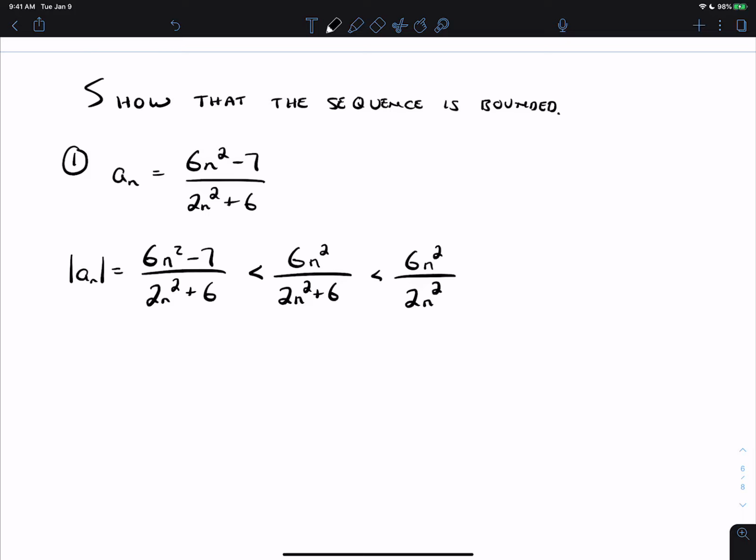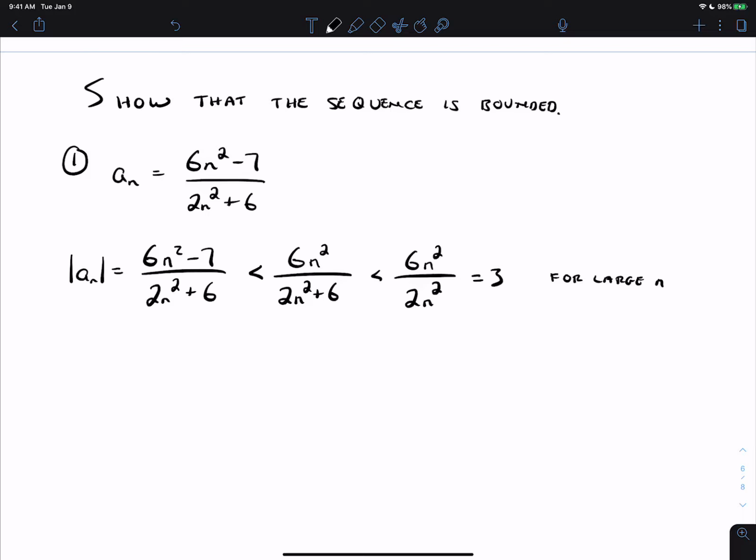So I can say, okay, well then this is less than 6n squared over 2n squared. If that's the case, that's then 3. And so for large n, as long as the absolute value is what we said it was, which it is for large n, then we can say that the absolute value is less than 3. For more details on the absolute value, you should watch the absolute value video. That's in the prerequisite material part of the channel.